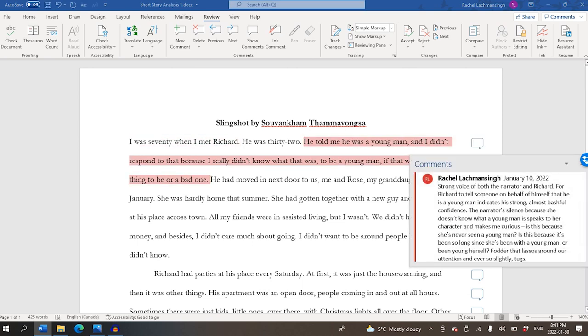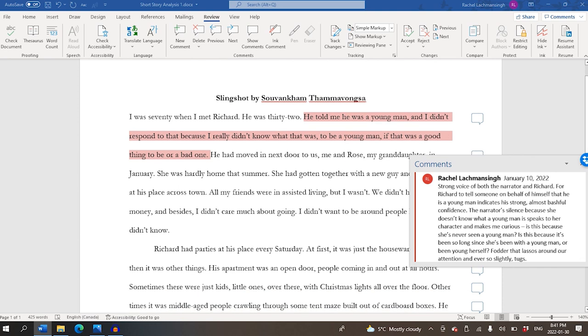So now let's take a look at what I said about the next line. He told me he was a young man, and I didn't respond to that because I really didn't know what that was, to be a young man, if that was a good thing to be or a bad one. In my comment, I said that this is a strong indication of voice, both the narrator and Richard. So for Richard to tell someone on behalf of himself that he's a young man indicates his strong, bashful confidence.